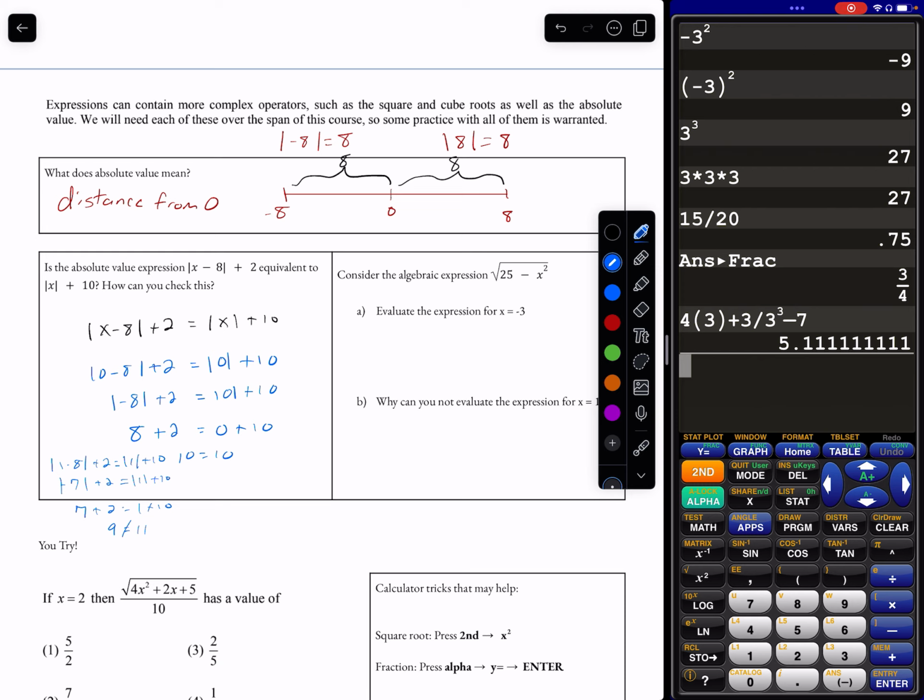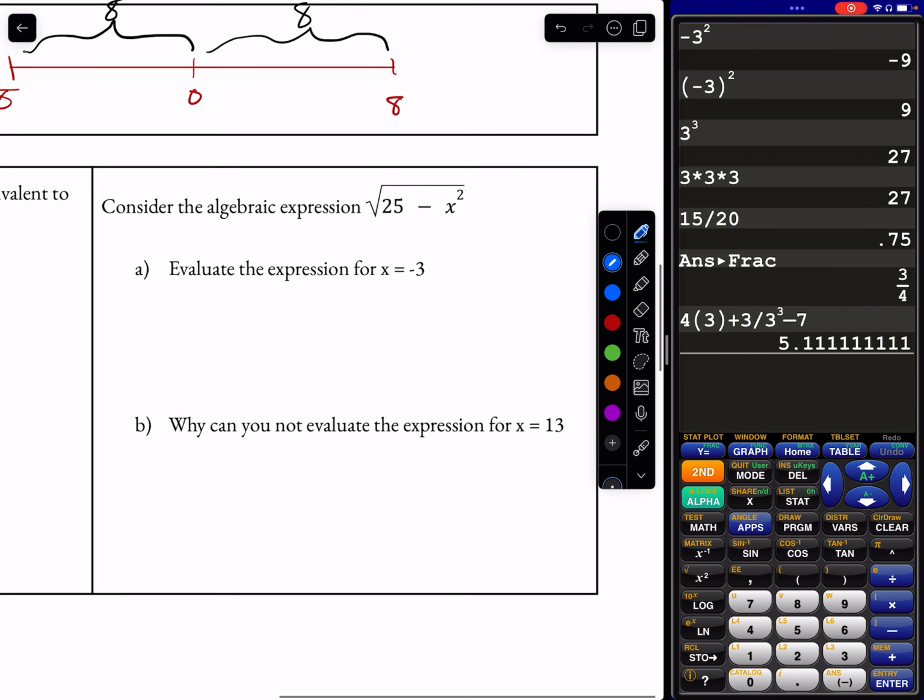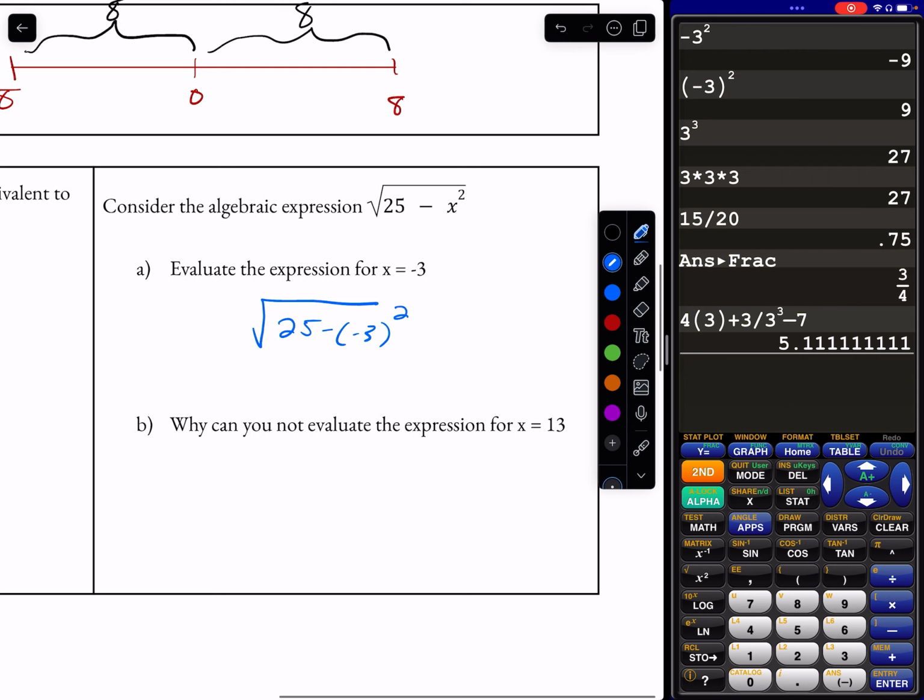Okay. Next one is the square root. We're going to be dealing with square roots a lot. So I've got the square root of 25 minus x squared. Let's say x is -3. So I've got the square root of 25 minus -3 times -3, which is 9. So the square root of 16 is equal to 4. So that works, right? If I substitute in -3, it works.